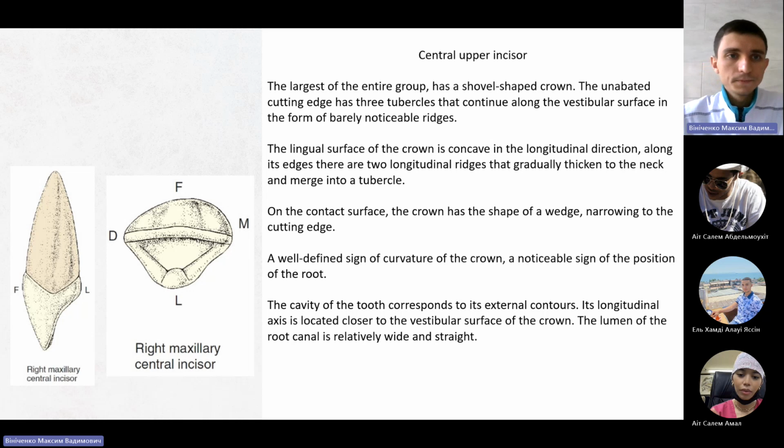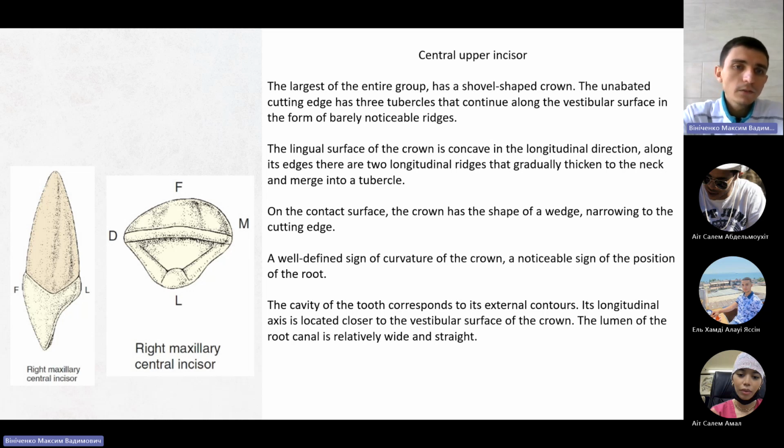Central upper incisor, the largest of the entire group, has a shovel-shaped crown. The uninhibited cutting edge has three tubercles that continue along the vestibular surface in the form of barely noticeable ridges. The lingual surface of the crown is concave in the longitudinal direction. Along its edges, there are two longitudinal ridges that gradually thicken to the neck and merge into a tubercle. On the contact surface, the crown has the shape of a wedge, narrowing to the cutting edge.